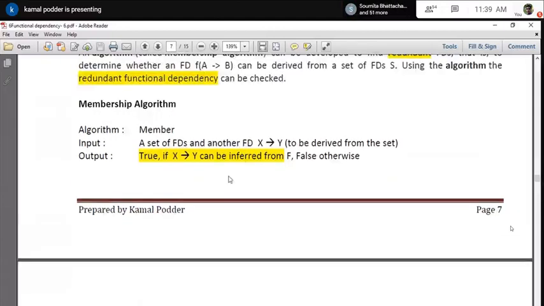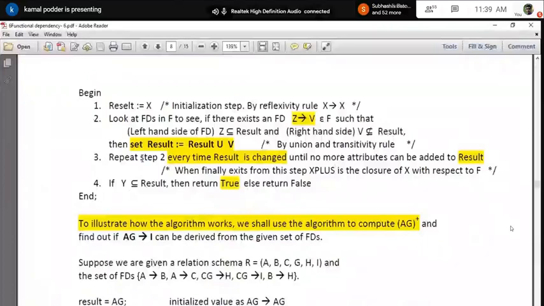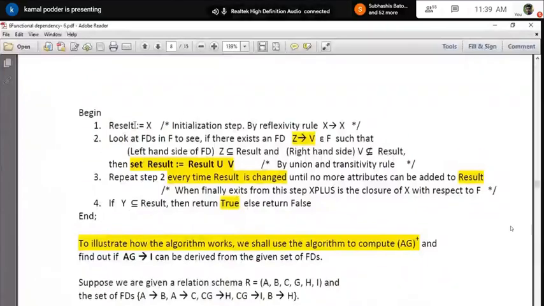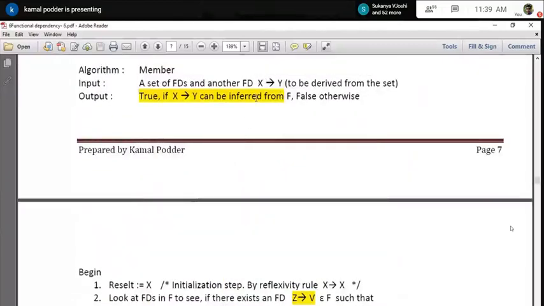It is a very simple algorithm, and as soon as we find all those things in this process, we will find the super key also, which we will explain with the help of an example. Now let's see what it is saying. Suppose I want to derive the result ultimately. I initialize result with X. Here you see I have X on the left hand side. I want to find the closure of X. Then only you can find out whether this particular FD can be inferred or not.